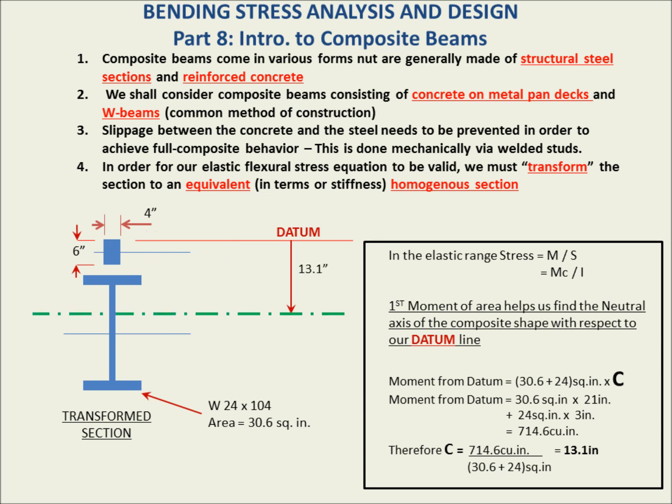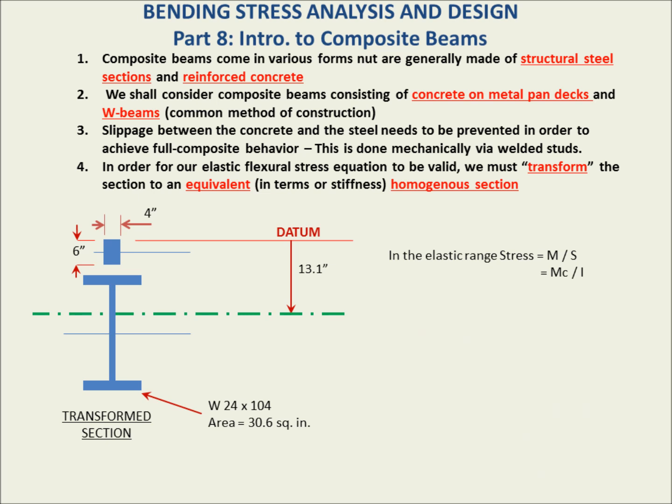Next, we need to find the other parameter in our elastic range stress formula, the moment of inertia, the second moment of area, right? We already found the neutral axis using the first moment of area. Now we need to find the second moment of area of this composite shape. It is basically a measure of how much energy it takes this composite shape to rotate about its neutral axis, which we just found. We will do this by introducing the parallel axis theorem.